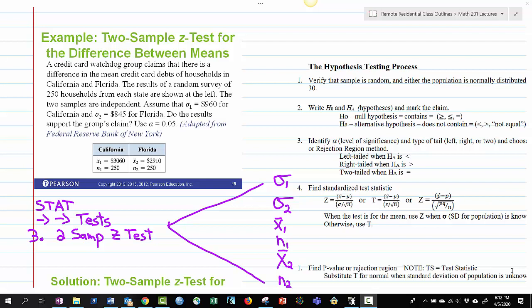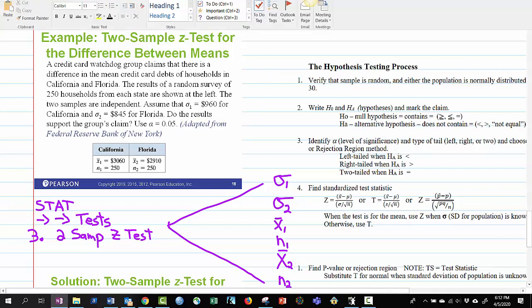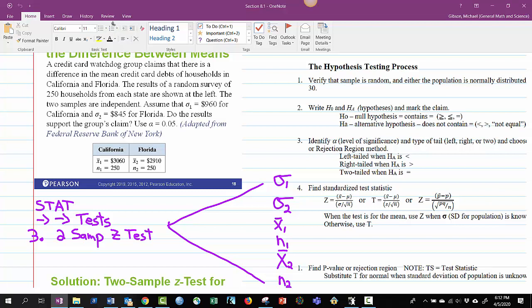Hello, this is Professor Gibson, and this is part 2 of a video on Chapter 8, Section 1. Okay, so we've got one more of these questions to do, a hypothesis test for comparing two means.